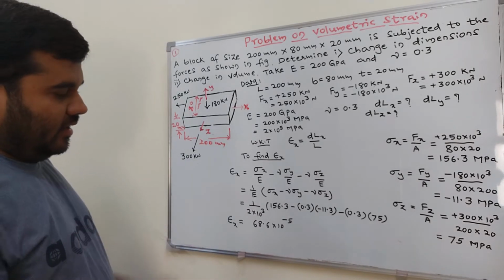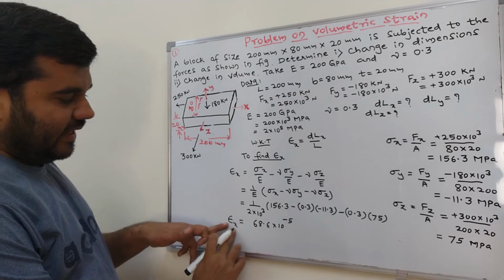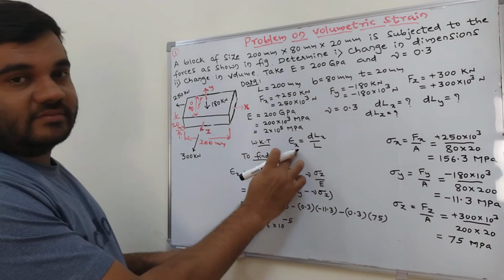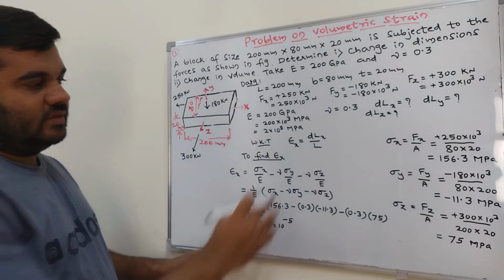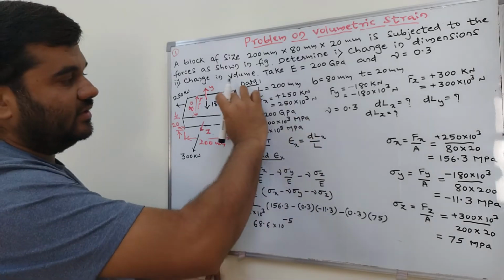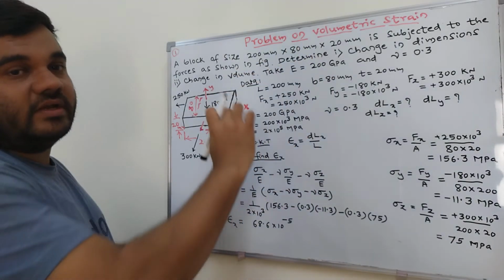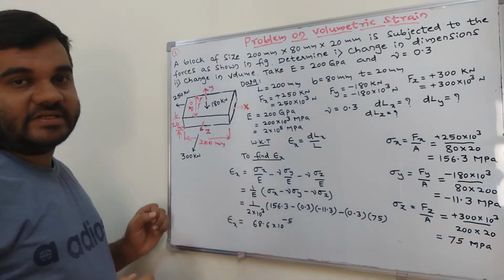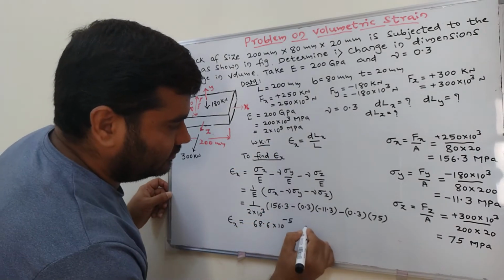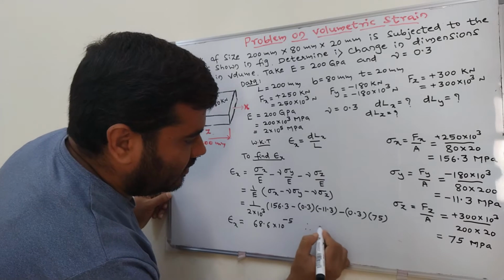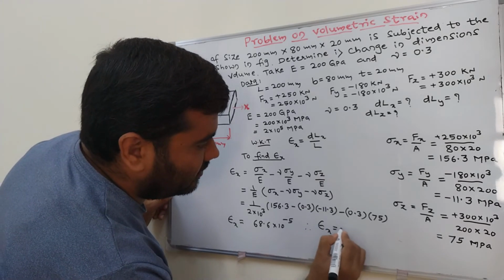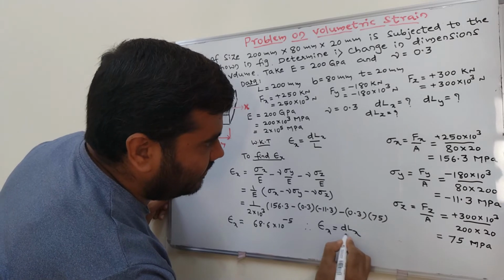Once I find the strain in x direction, I substitute it here along with the length. I can find the deformation, the total change in length in x direction. Therefore, strain in x direction equals change in length in x direction divided by L.